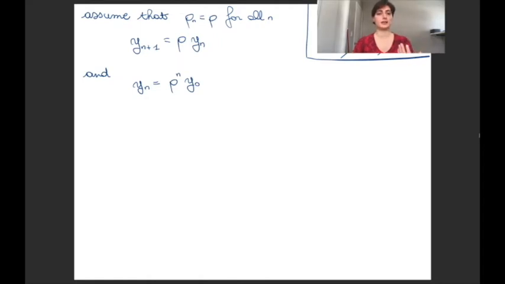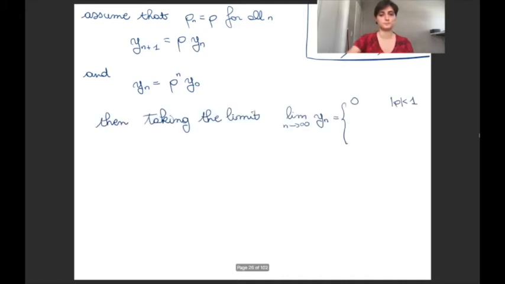If we assume that rho is constant for all n's, then we can write y_{n+1} equals rho times y_n. And by going through the same steps we just did, y_n is equal to rho to the power n multiplied by y_0, that is our initial condition. If we take the limit of this, what happens? Well, we're trying to figure out if we just leave the population be and come back in infinitely long time, what happened to the population?